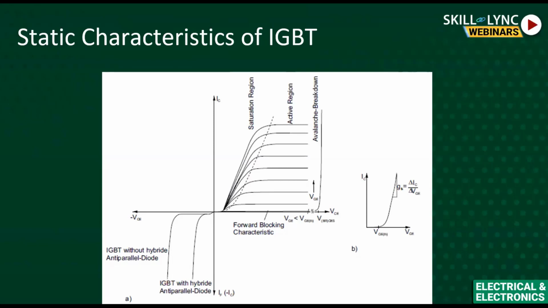One thing to note: if you apply VCE, meaning the voltage across the collector and emitter of the IGBT, the IGBT keeps blocking the voltage even if the gate voltage is lower. The IGBT will not turn on unless you apply a gate voltage greater than the threshold voltage. As long as the gate voltage is below the threshold voltage, the IGBT will not turn on. It is in forward blocking. And as you keep increasing the collector voltage, it still blocks, but it will break down at some point. That is the breakdown voltage of the IGBT, called avalanche breakdown.